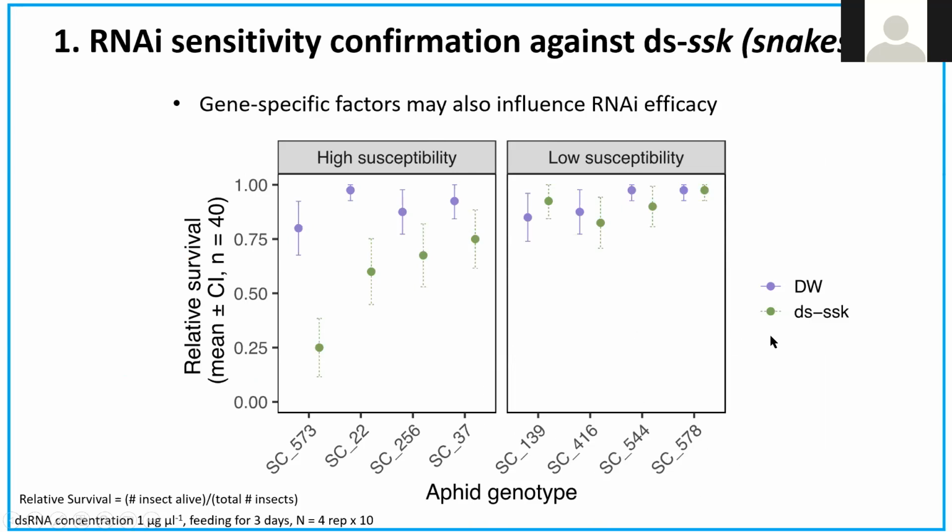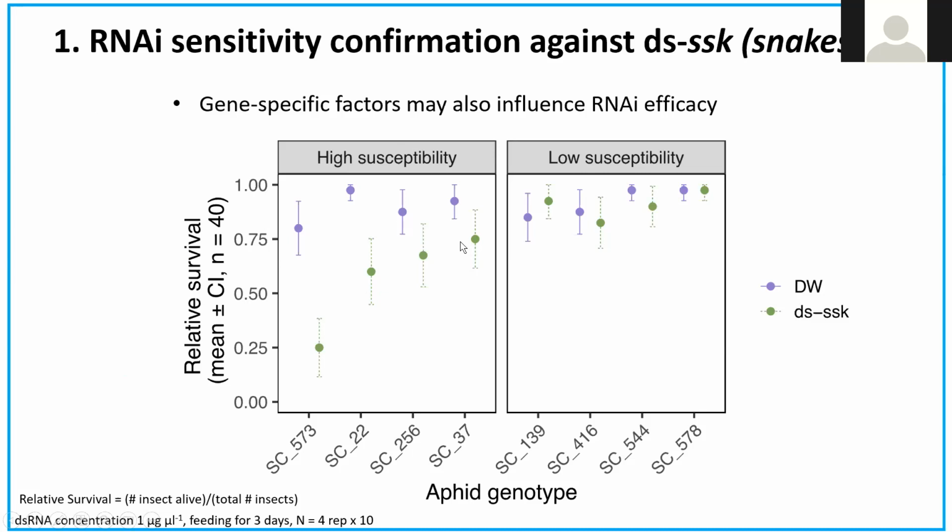The purple dots are water and the green dots are SSK knockdown. Let's look at the right figure first. Low susceptibility lines also show low mortality, which is consistent with aquaporin 1 dsRNA treatment. However, on the left side, if you see the green dots, they are everywhere from 25 to 75.